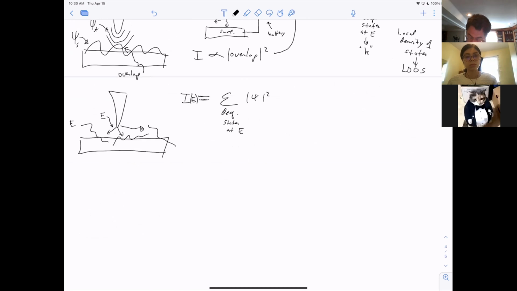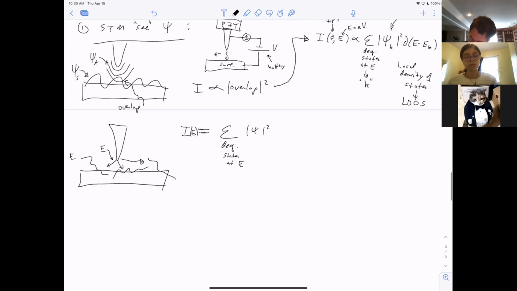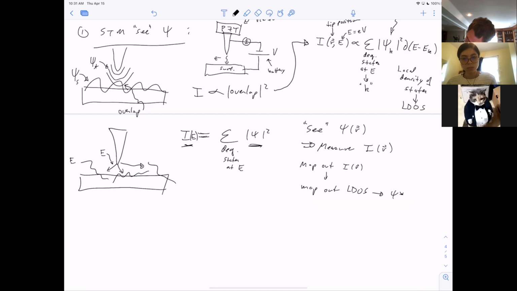So that was question 1. How do we see psi? To see psi of R, you just measure I of R. Because if I is proportional to psi star psi, then as I move my tip around and map out the current, that's the same as mapping out the LDOS, which is the same as psi star psi. So I can take a picture of psi star psi, literally a picture.